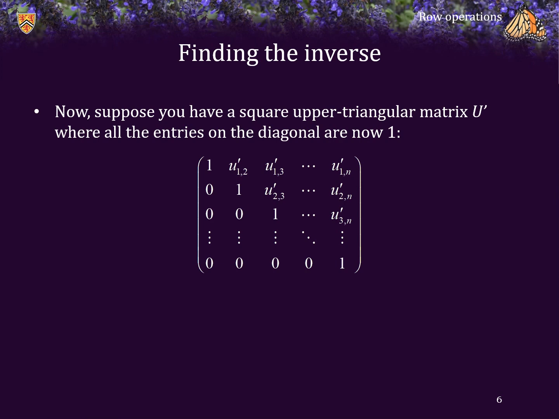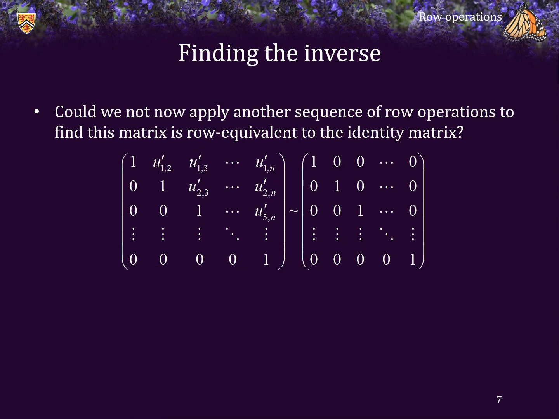Now, suppose we have a matrix like this. It is a matrix where all of the entries on the diagonal are now 1, and the only non-zero entries are above the diagonal. Could we not apply further row operations to eliminate all the remaining non-zero entries above the diagonal? Well, actually, we can. What we can now do is start with the last row and add an appropriate multiple of the last row onto the second last row to eliminate the one non-diagonal entry in the second last row, and then repeat this operation. So we can actually find a sequence of n times n minus 1 over 2 row operations that transforms the matrix on the left into the identity matrix.